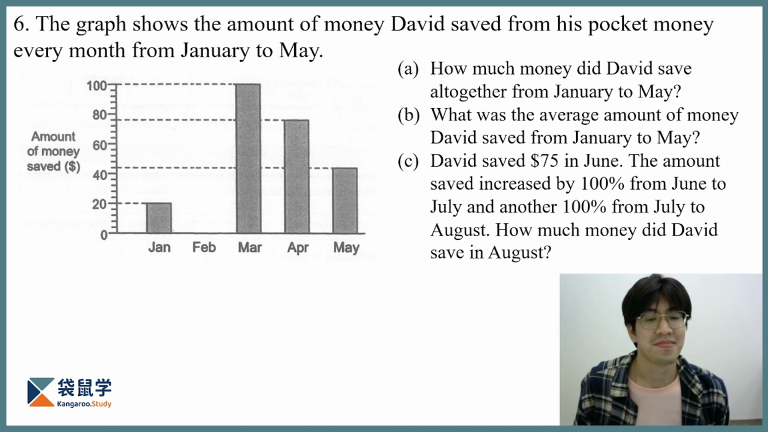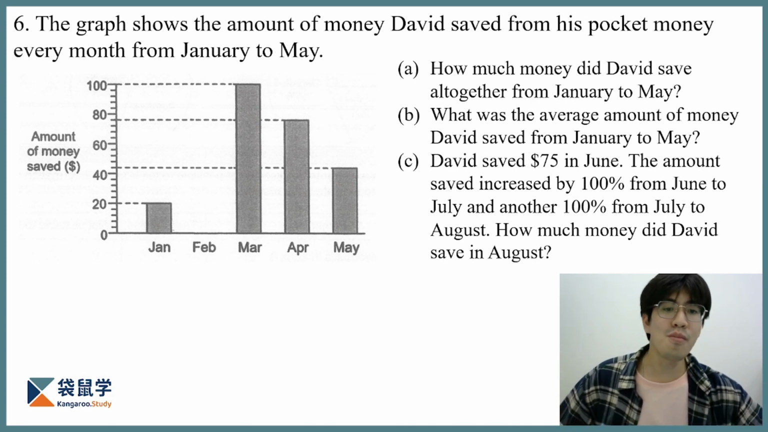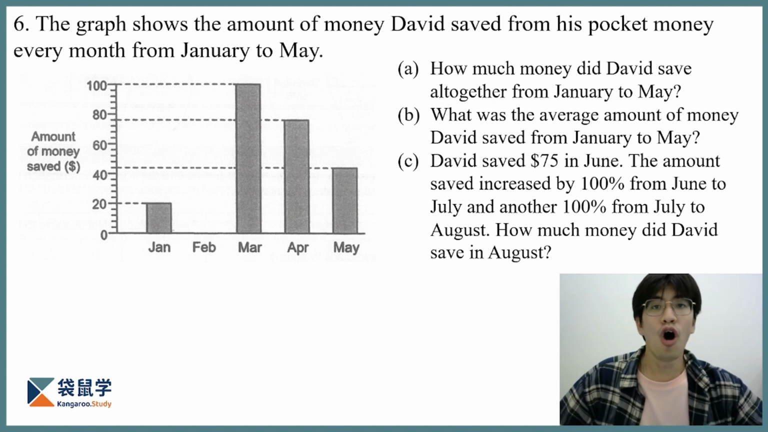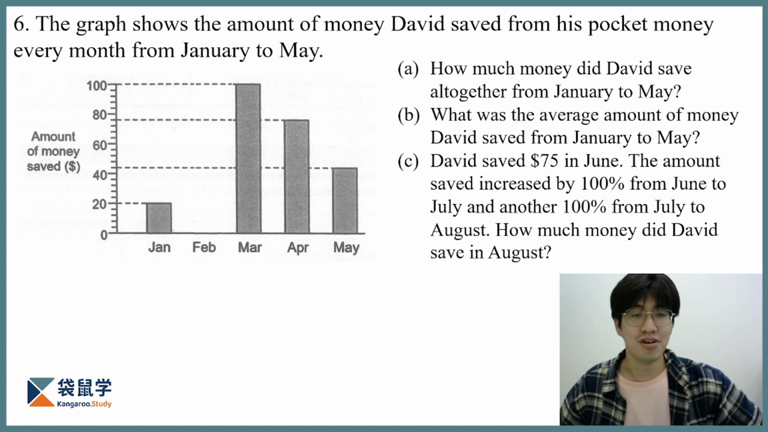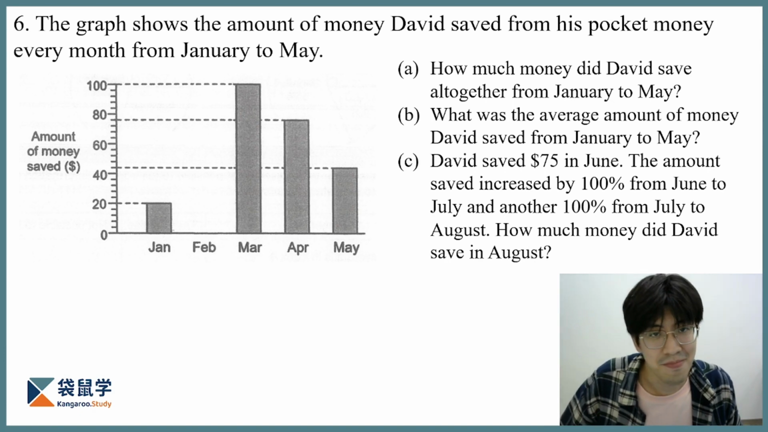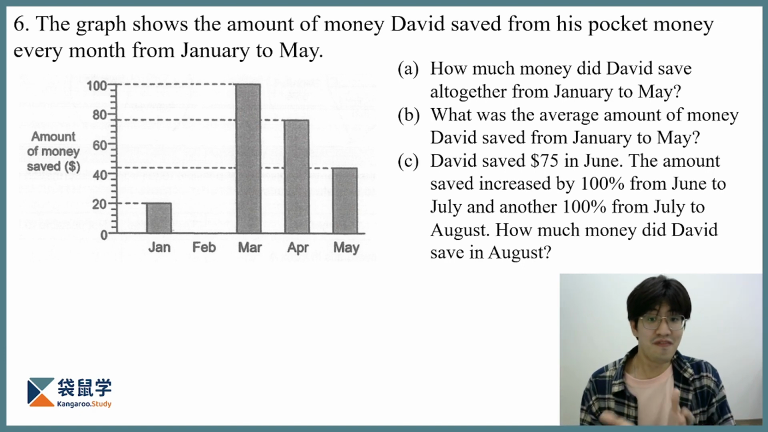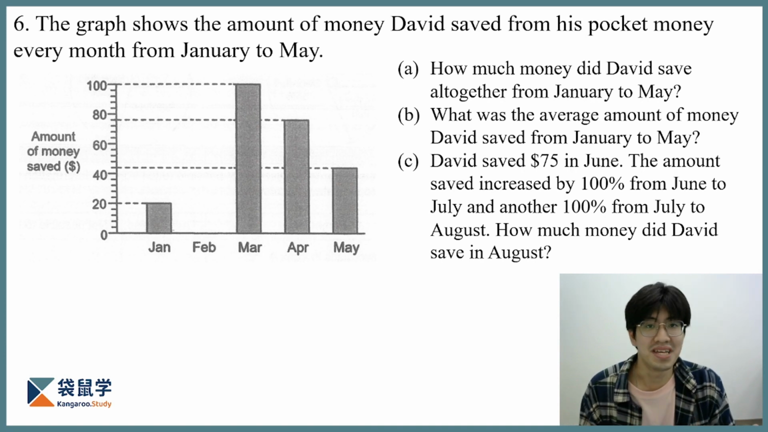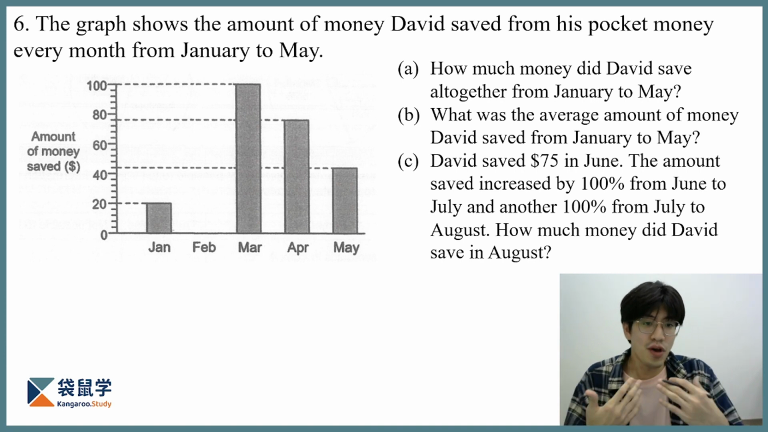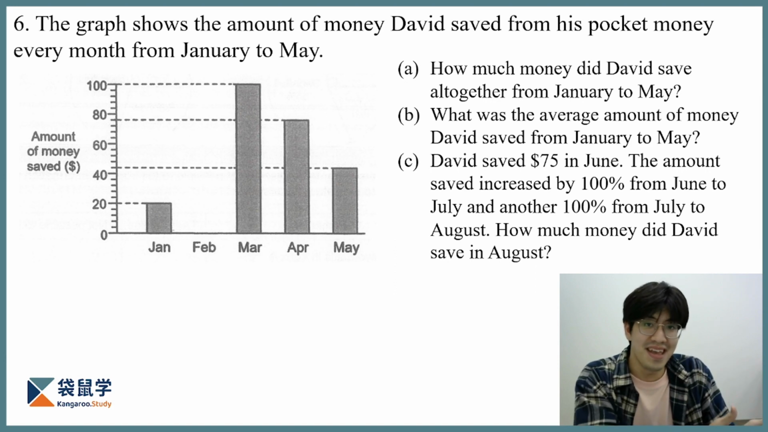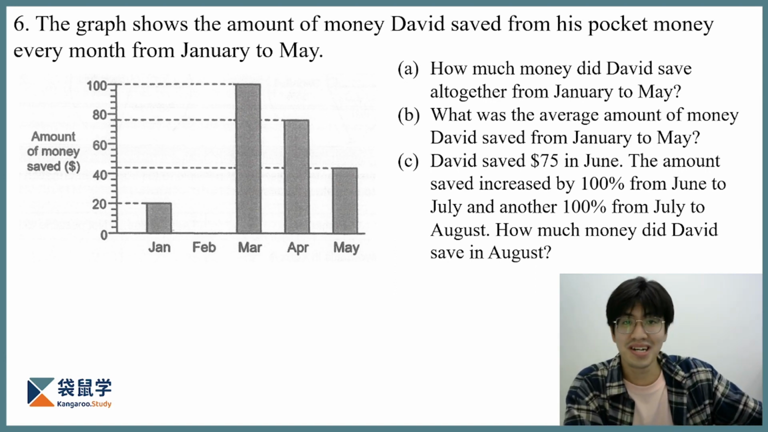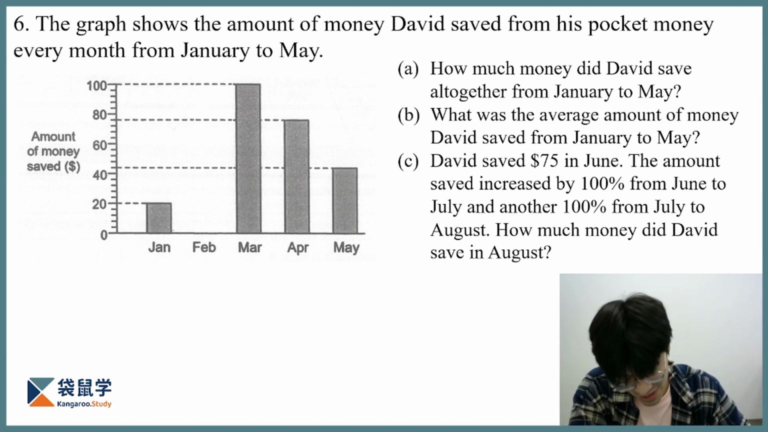So let's see. In part A, how much money did David save all together from January to May? So what does that mean? Do we have to fill out February? No. That means for February, David saved no money, zero. In order to figure out the total amount from January to May, then we have to work out the money one by one.